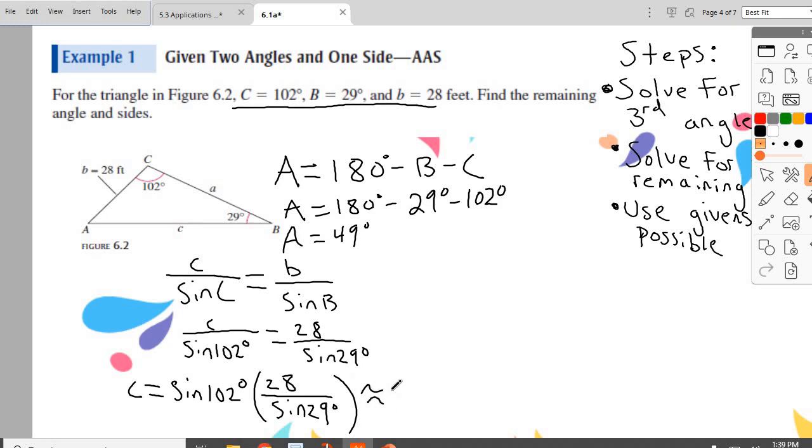Okay, we are rounding, so we're going to put approximately 56.493, and then we are in feet. Yes? So then it tells us to solve for everything, so what's the last side that we have to solve for?